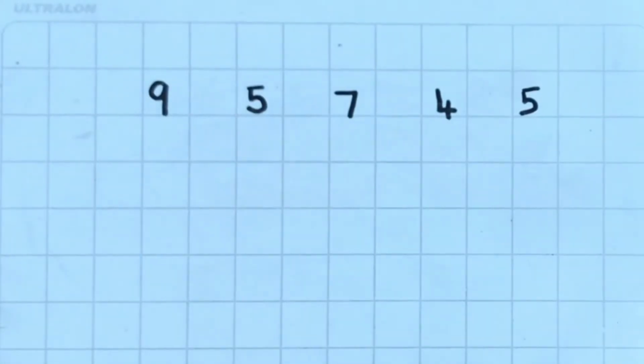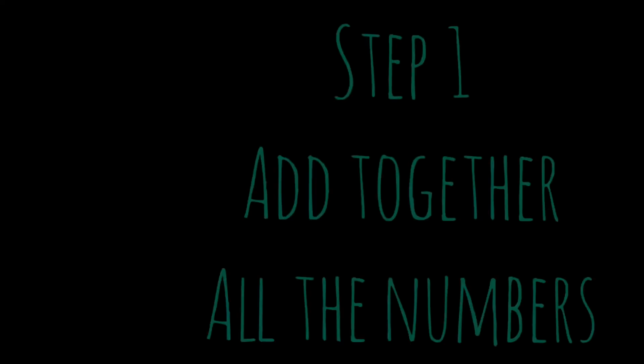For your second example, this time we've got 5 different numbers, and this could be anything. It could be the number of pets people have, it could be the number of pencils in their pencil cases, and you need to find the average or the mean of this set of numbers. Step number 1 is to add together all the numbers that you have.